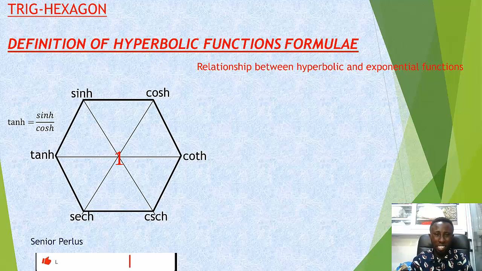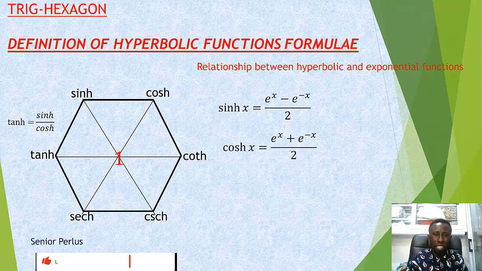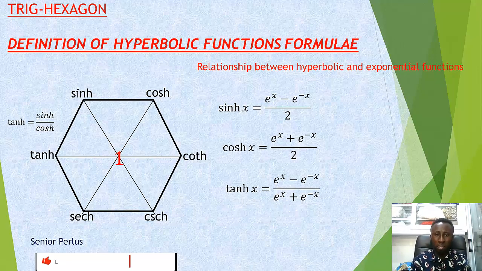By definition of hyperbolic functions, sinh s is e to the power s minus e to the power negative s, over 2. Cosh s is e to the power s plus e to the power negative s, over 2. We knew from the trig hexagon that tanh s is sinh s over cosh s. Then tanh s is e to the power s minus e to the power negative s over e to the power s plus e to the power negative s, since the 2's will cancel out.